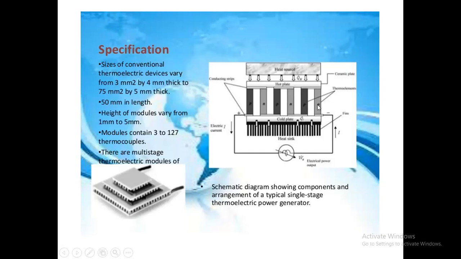As you can see in this series of parallel combination, there are multi-stage thermoelectric modules, as you can see in the figure below. It's a complete package of thermocouples to produce electricity by applying heat from the upper side. Schematic diagram showing components and arrangements of a typical single stage thermoelectric power generator. It is a single unit, and there are many of them, from 3 to 127 modules, working in parallel in this aspect.